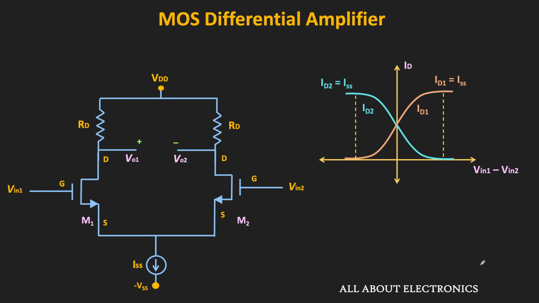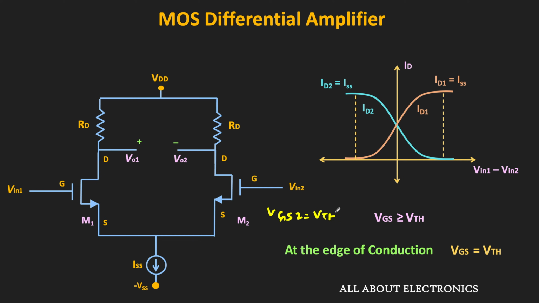Now we know that for the MOSFET to be in the on condition, this gate to source voltage should be greater than or equal to VTH. That means at the edge of the conduction, where the MOSFET is about to turn off, this VGS is equal to VTH. So we can say that for the second MOSFET M2, this VGS2 will be equal to VTH. That means whenever this ID2 is about to become 0, this VGS2 will be equal to VTH. So now the only thing which we need to find is the voltage VGS1.